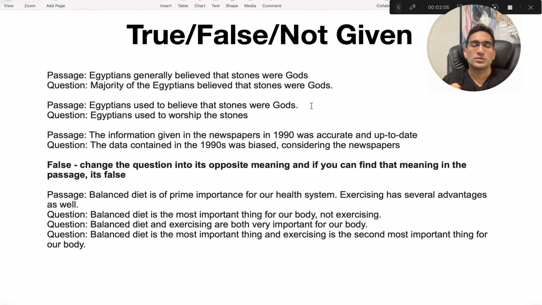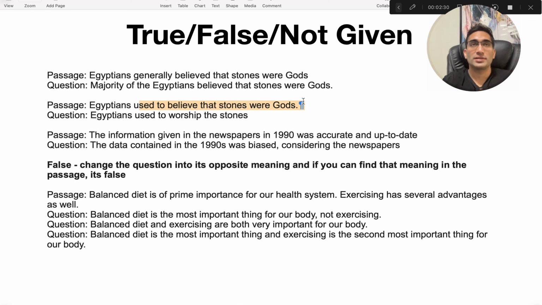Egyptians used to believe that stones were gods. So they were thinking that stones were gods. And here they're worshiping. So they're going to a church or physically worshiping. So while thinking that they're gods and physically doing something is not the same thing. And that's why it's either false or not given. Now, what is it? It's not the complete opposite, which is obvious. It's not like Egyptians used to believe that stones were gods.